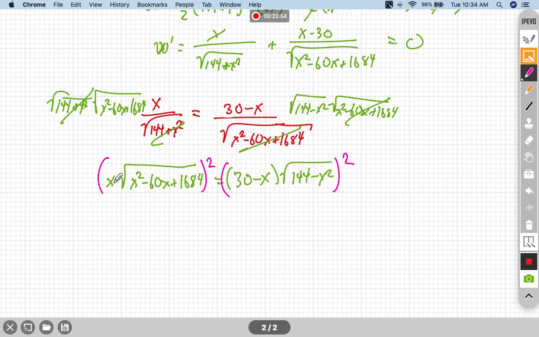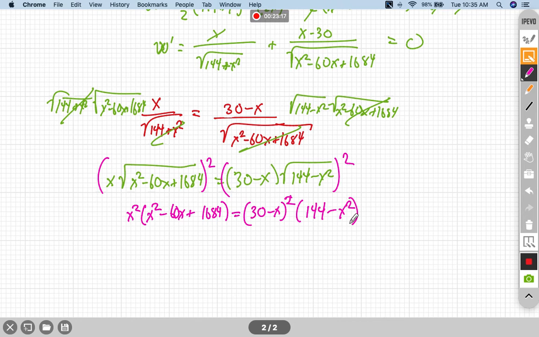If I square a product, I can square each factor. So this is just x squared times x squared minus 60x plus 1684. This is just 30 minus x squared times 144 plus x squared. Now, I'm going to let you do all of that work. You should be able to get down to 0 equals 640x squared plus 8640x minus 129,600.